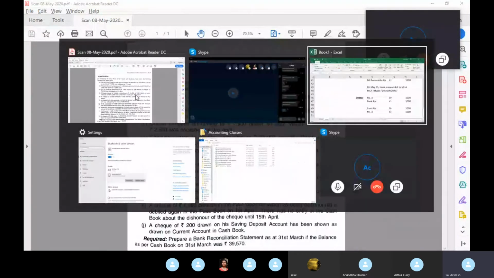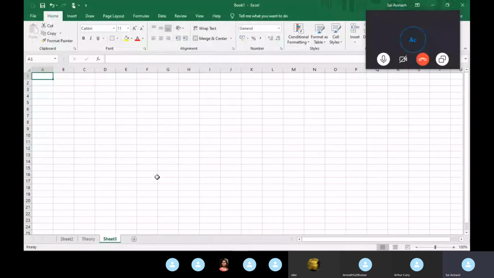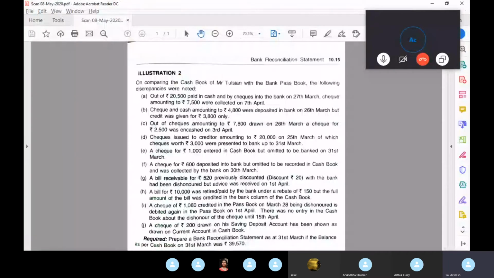Okay, so let's get started with this illustration. So let's go through it once and see whether anything is out of the ordinary. So we are trying to compare the cash book of Mr. Tulsian with the bank passbook. There are the following discrepancies. So out of 20,500 paid in cash and by checks into the bank on 27th March. We are doing this on 31st March, if you notice this. 31st March is the date.